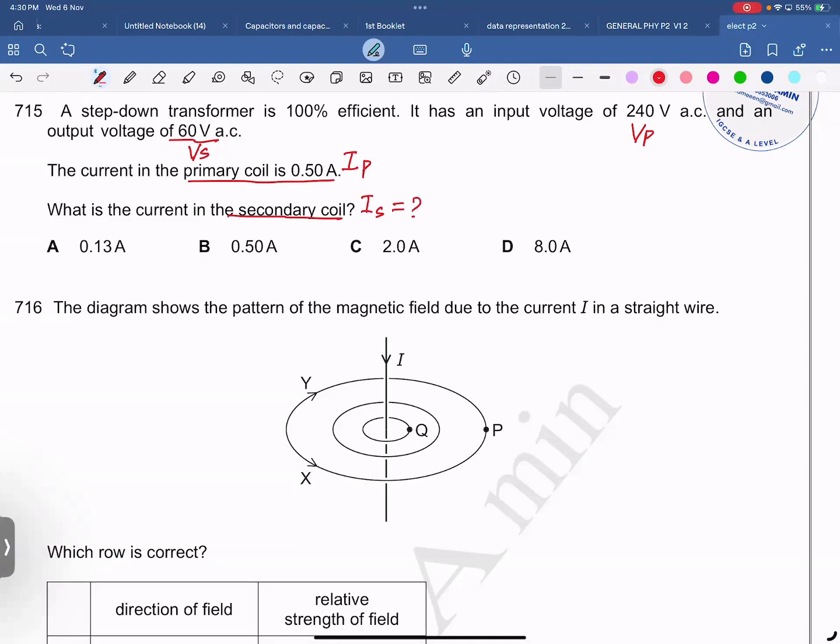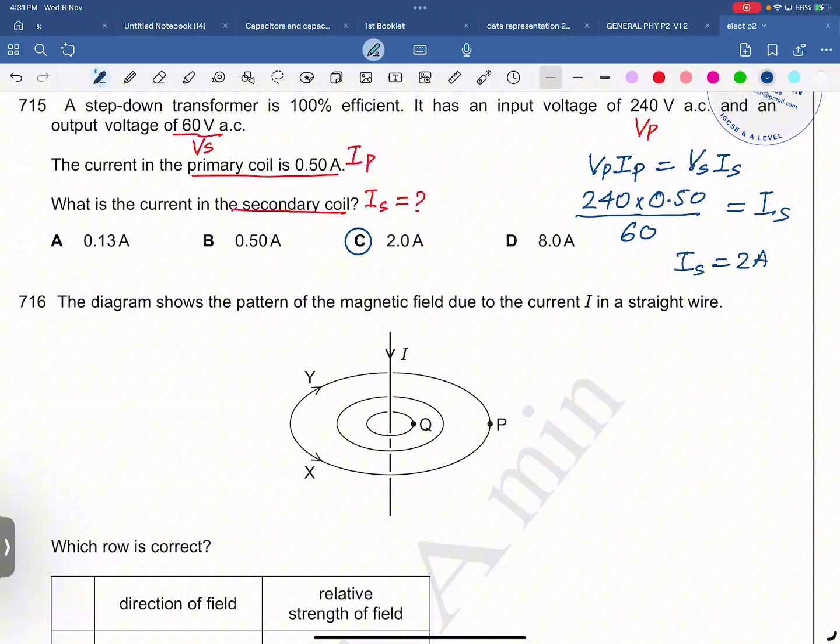IS. So we know the principle VP IP is equal to VS IS, meaning input power is equal to output power. VP is 240. IP is 0.5. You can divide by VS on the other side, which is 60. That gives you IS. So you simplify, the answer is 2. So you identify the right symbols, substitute in the equation, rearrange, and you get the answer.